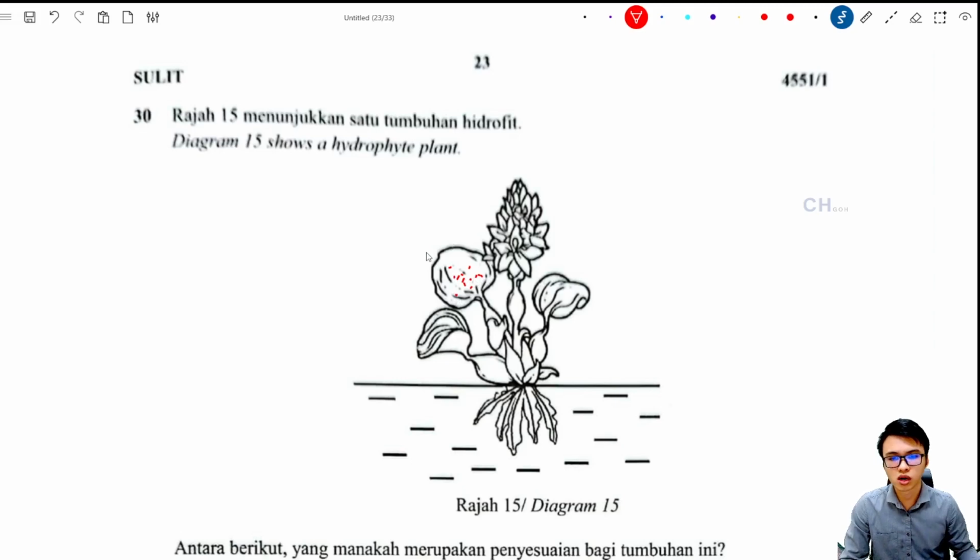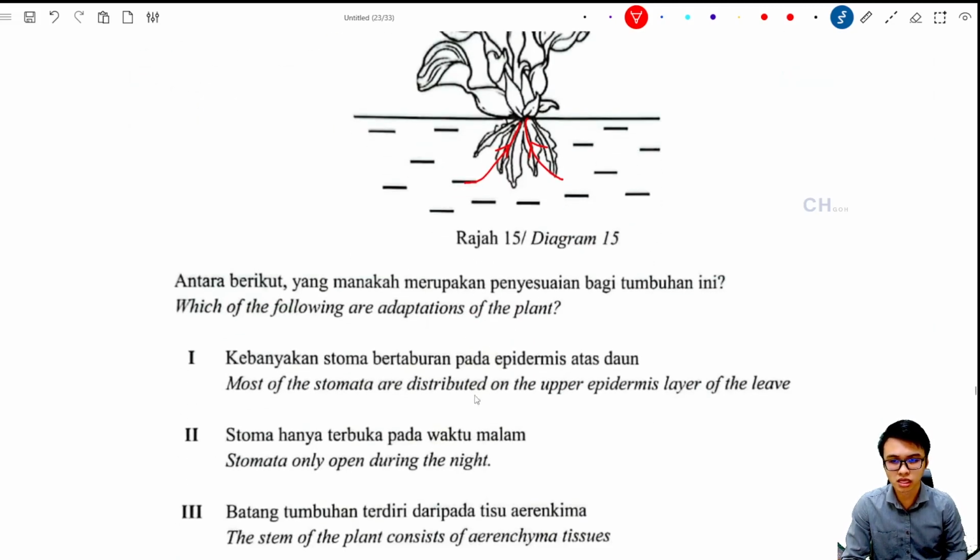Like most plants, they put their stomata at the lower epidermis to prevent excessive water loss. But these plants put most of the stomata on the upper epidermis of the leaf. So they don't need to worry about the water because they are living near the water. It's either submerged or floating on the water, correct? So they can take in the water whenever they want. So yeah, they can put the stomata on the upper epidermis layer of the leaf.